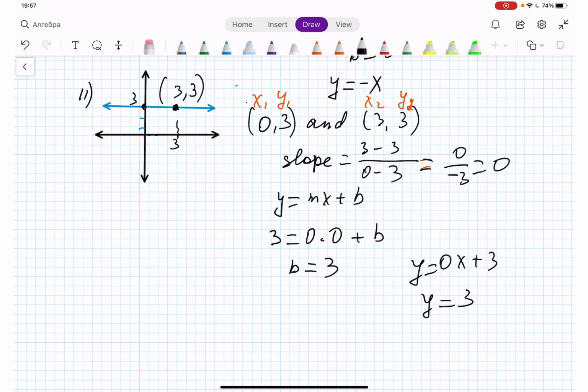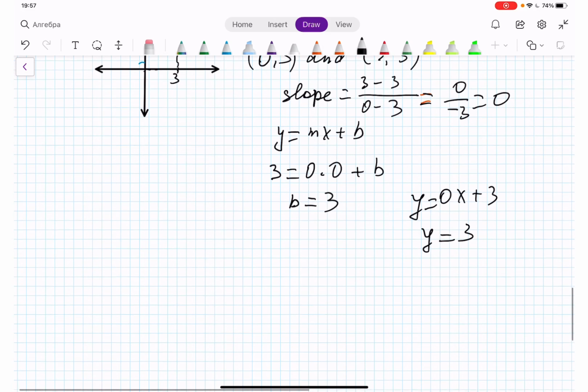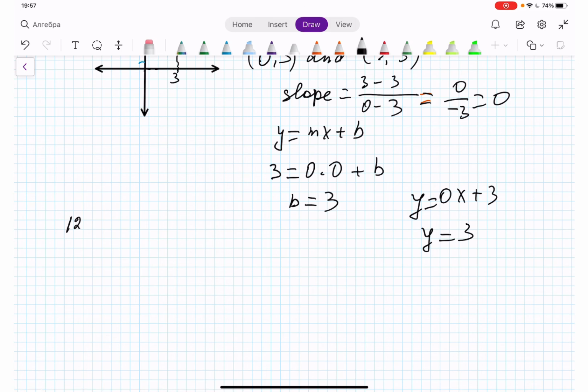Number 12. Okay, we need to write down an equation, something similar. We have slope is equal 0, and the point (8, negative 6). Okay, slope is given, so we need to find the y-intercept. y is equal mx plus b. y is negative 6, m is 8, and plus b.